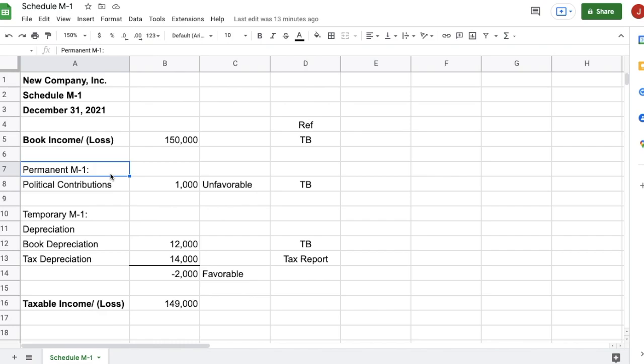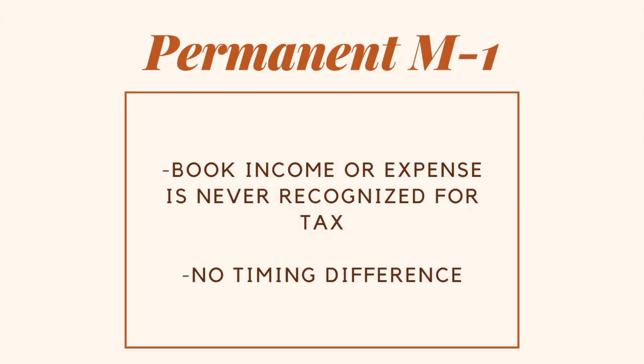Political contributions is an example of a permanent difference. This is when the book income or expense is never recognized for tax purposes. So what does that exactly mean? It basically means that for book, you get that expense. For tax, you will never get that expense. So that's why it is called a permanent difference. There is no timing difference in this type of M-1.